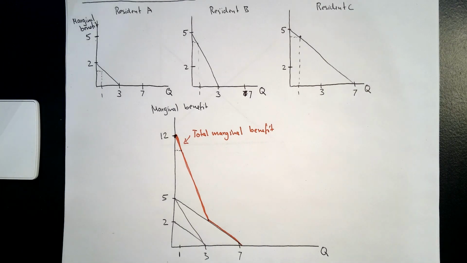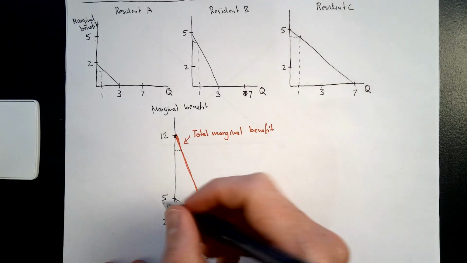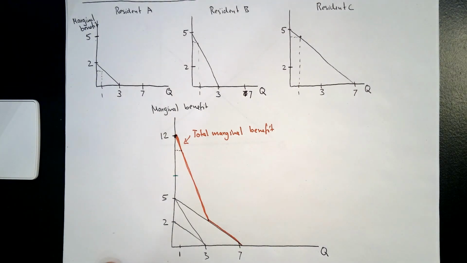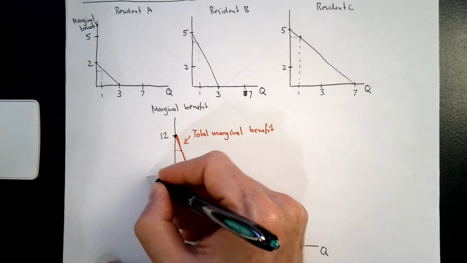Now, here is the problem why the good may be underprovided. Consider the cost, or the marginal cost, of this product to be very high.